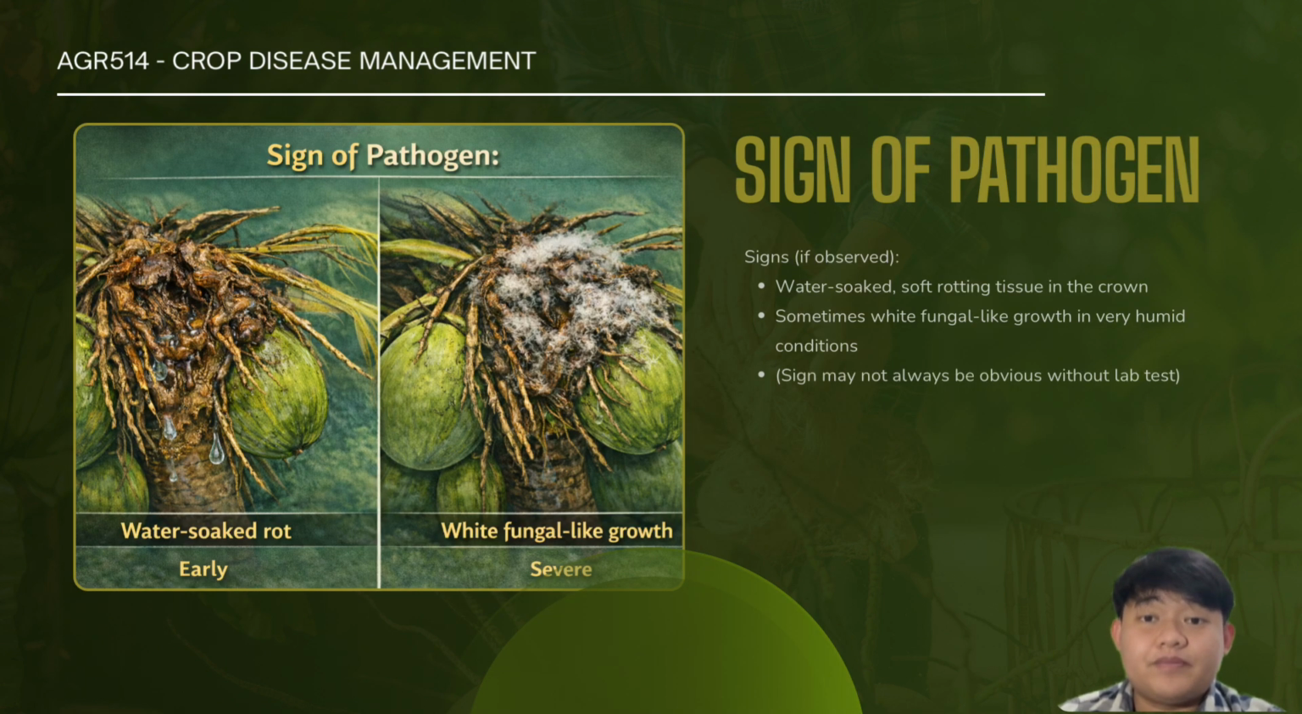For the signs of the pathogen, it is not always obvious in the field. However, infected parts often appear water-soaked and soft, especially around the crown. In very humid conditions, we may also see white fungal-like growth on the rotting tissue. These signs can support the diagnosis, but lab confirmation is usually more accurate.